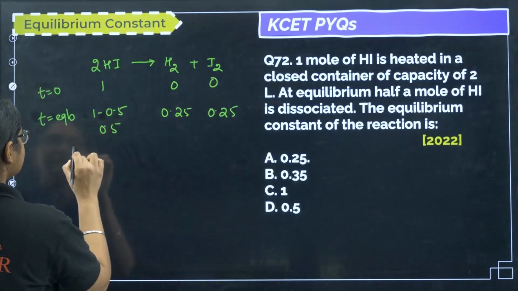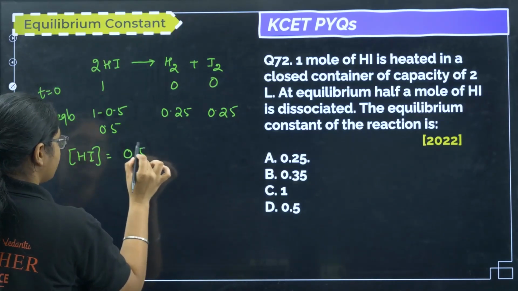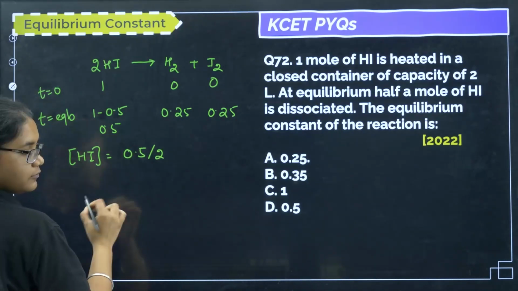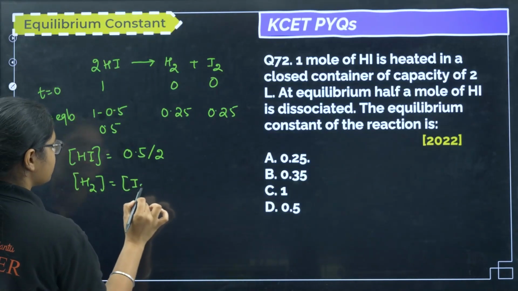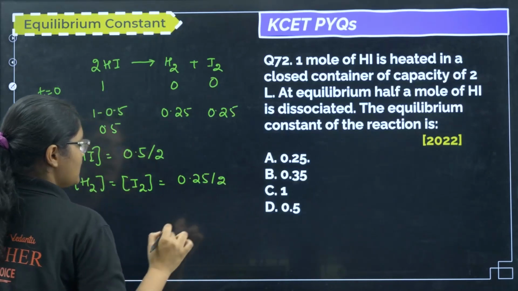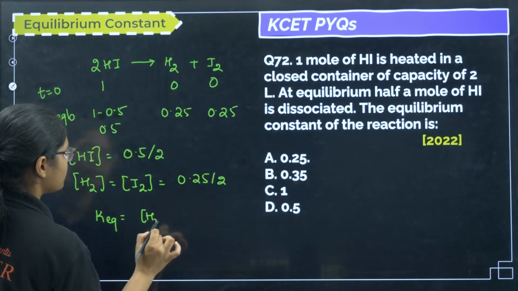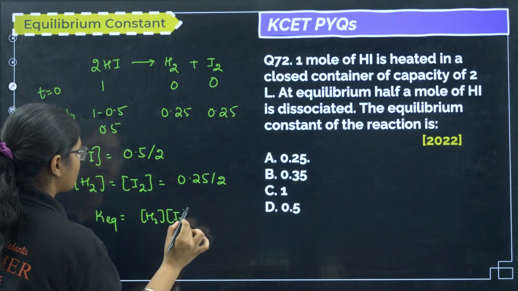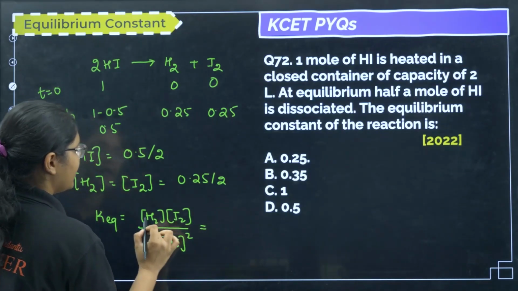Now what is the concentration of HI at equilibrium? You can have 0.5, the number of moles, divided by the volume, right? And the concentration of H2 will be equal to the concentration of I2, which is 0.25 divided by 2. Now if I want to calculate K equilibrium, it will be the H2 concentration times the I2 concentration over the HI concentration to the power of 2. Now H2 will be what?